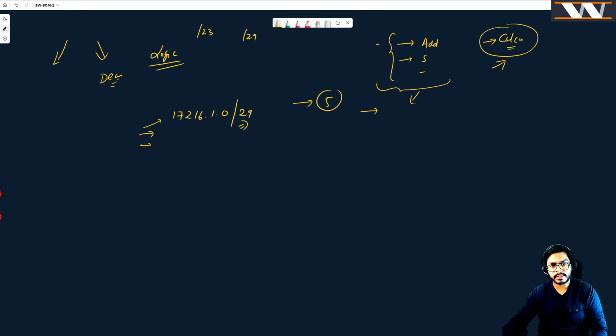Also, I can explain this example. Right now we have 29. The calculation or the process which we have discussed is going to be the same. For example, if we talk about 29, what is the meaning of this 29? This 29 is the network bits, right?